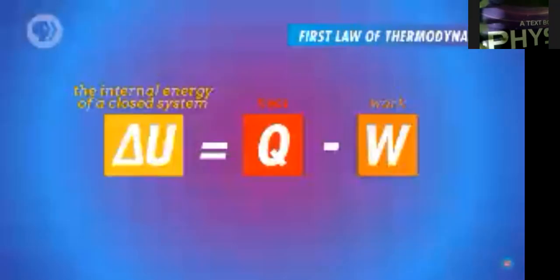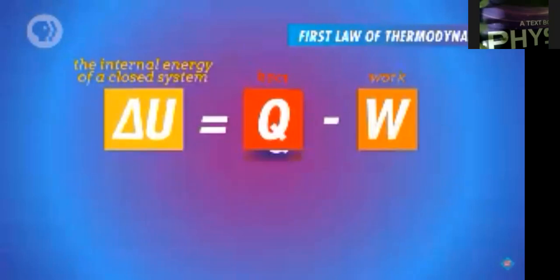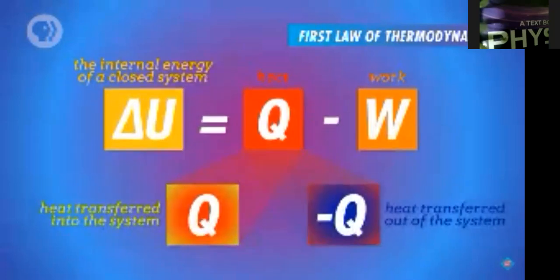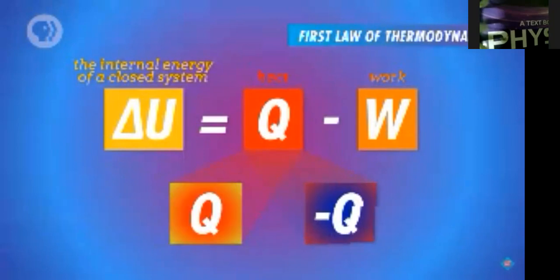So we can have an equation to use for analysing problems. We write the first law like this. The internal energy, U, of a closed system is equal to Q, the heat transferred to the system, minus W, the work done on or by the system. It's important to remember that when we talk about changes in internal energy, if heat is transferred into the system, Q is positive, and if heat is transferred out of the system, Q is negative.